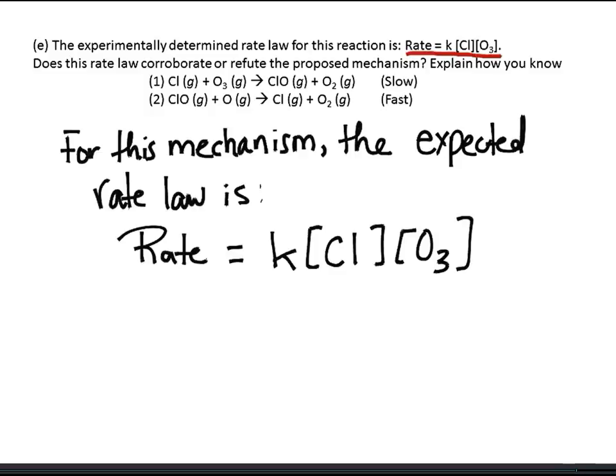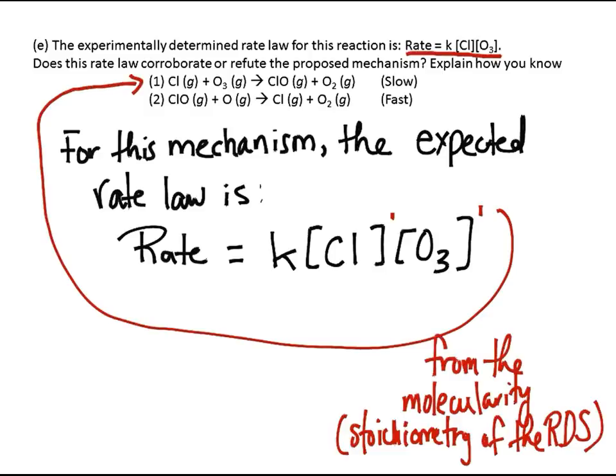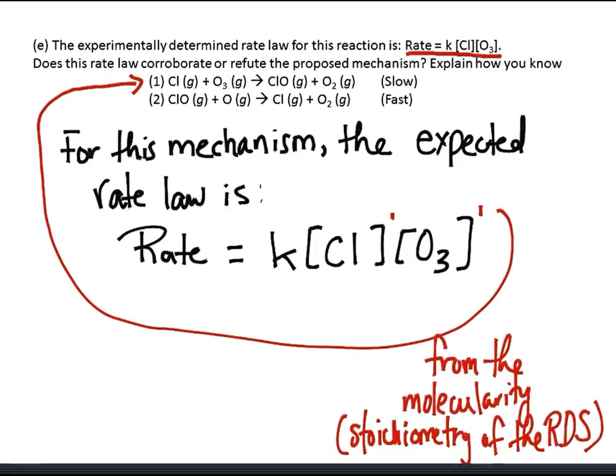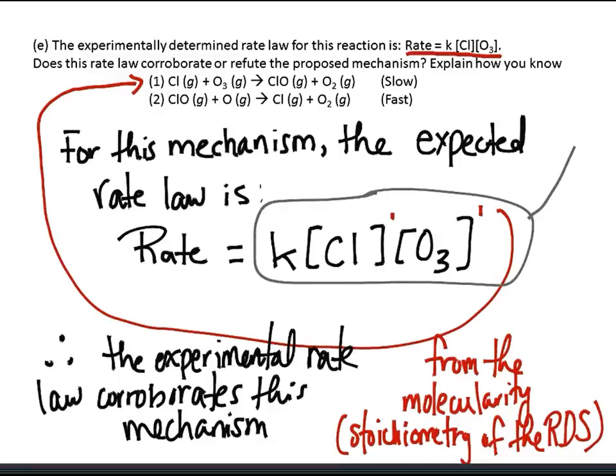So you would say, yes, it corroborates. Here I've drawn some 1s up here, and that goes with the stoichiometric 1s in the rate determining step. So you would say, yes, therefore the experimental rate law corroborates this mechanism, because the rate law I would write from the stoichiometry of the rate determining step matches the experimentally determined rate law.